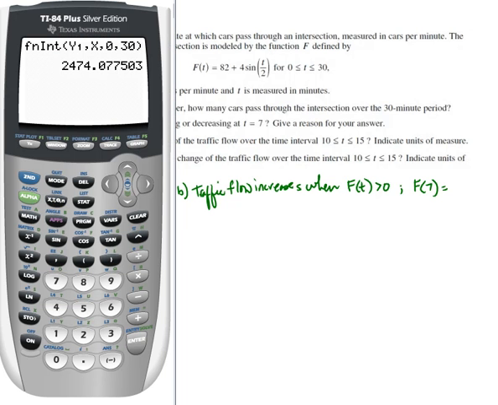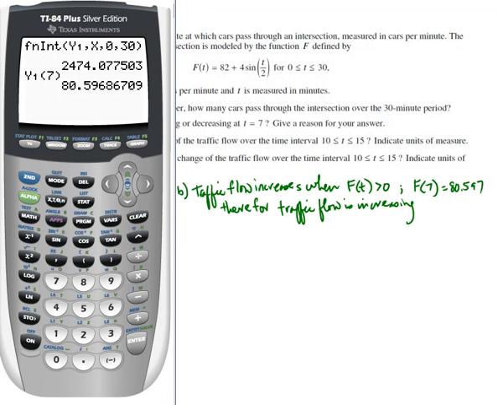Since F(t) is the function in Y1, all I need to do is variables, Y variables, function Y1 of 7, and that's 80.596. And so since that is positive, and therefore traffic flow is increasing at t equals 7. Okay, so that is part B. We'll go on to part C.